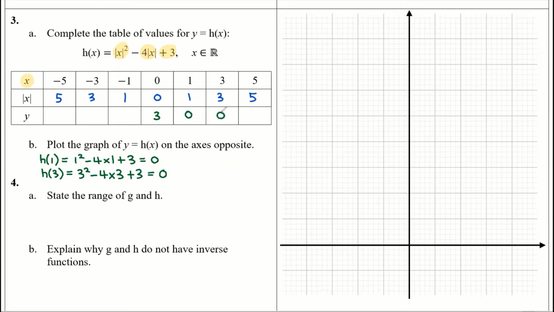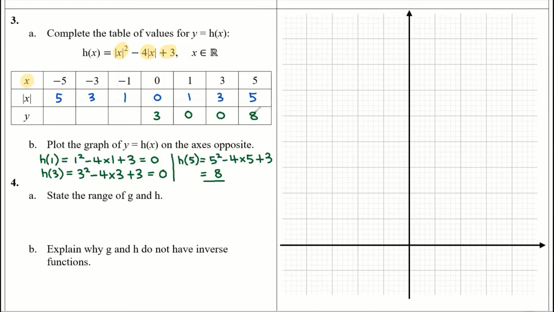And then when we put 5 in, h of 5, what do we get here? Well, we get 5 squared, subtract 4 times 5. Okay, and then we have to add 3. Okay, so 25 subtract 20 is, of course, 5 plus 3, which equals 8. All right, so we've got our values there. Now, first of all, I think let's plot these points on the diagram first.